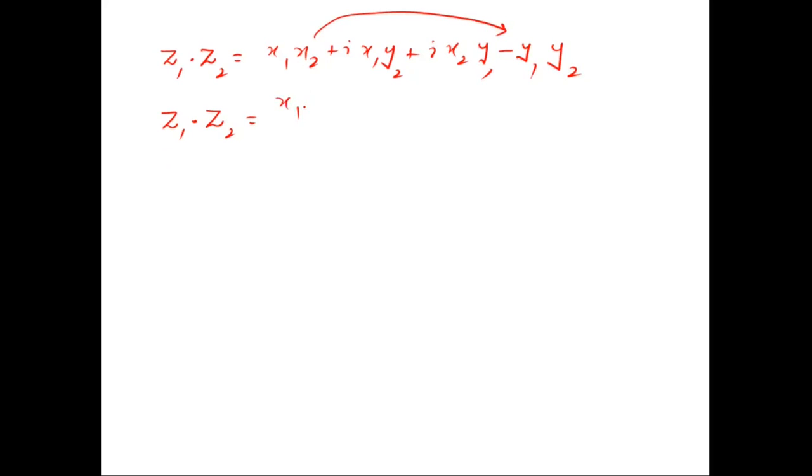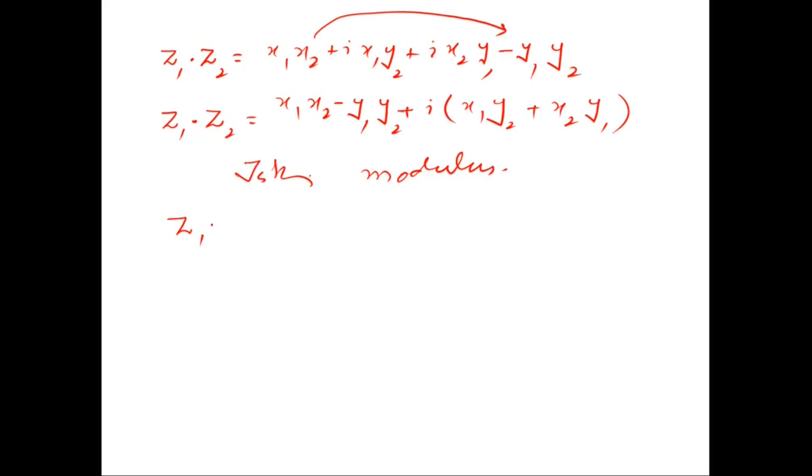z1 multiply z2 equals x1 x2 plus iota x1 y2 plus iota x2 y1, iota square becomes minus 1, so minus y1 y2. z1 multiply z2 equals real part x1 x2 minus y1 y2 plus iota common x1 y2 plus x2 y1.